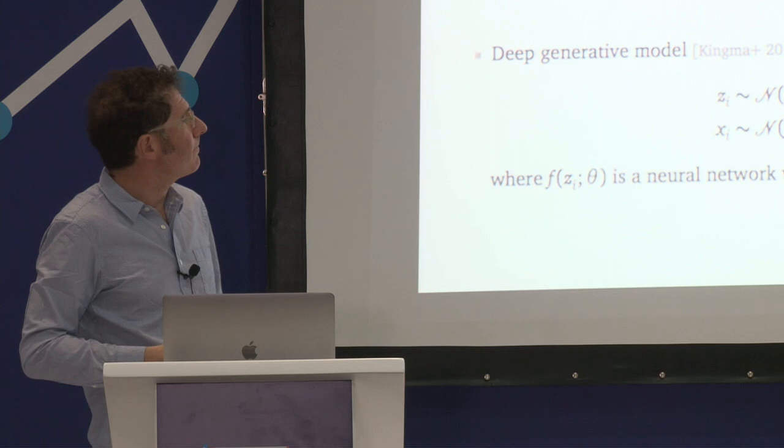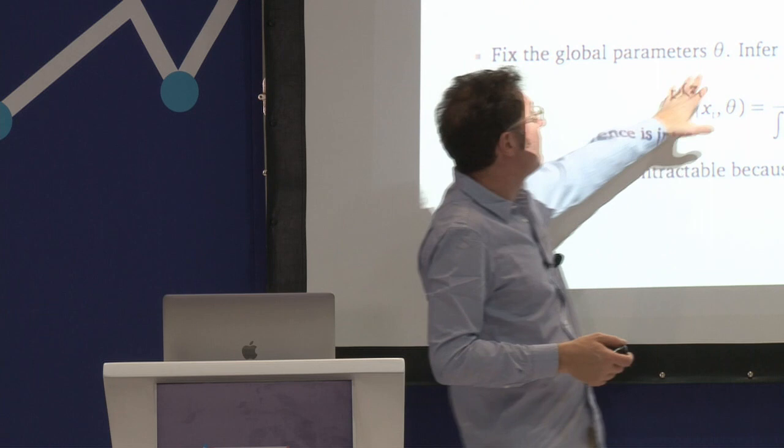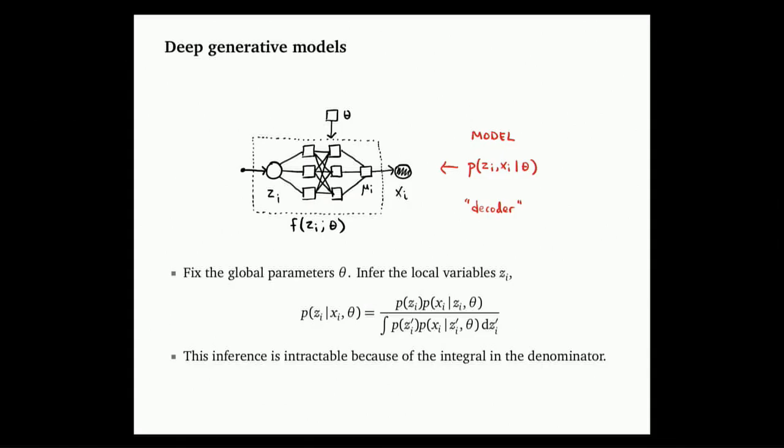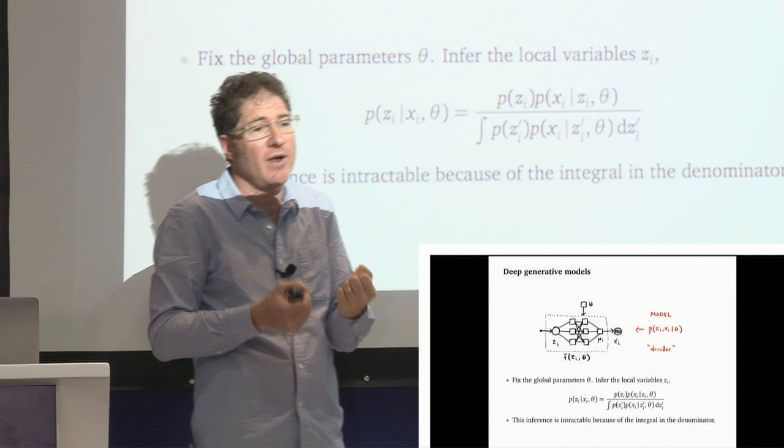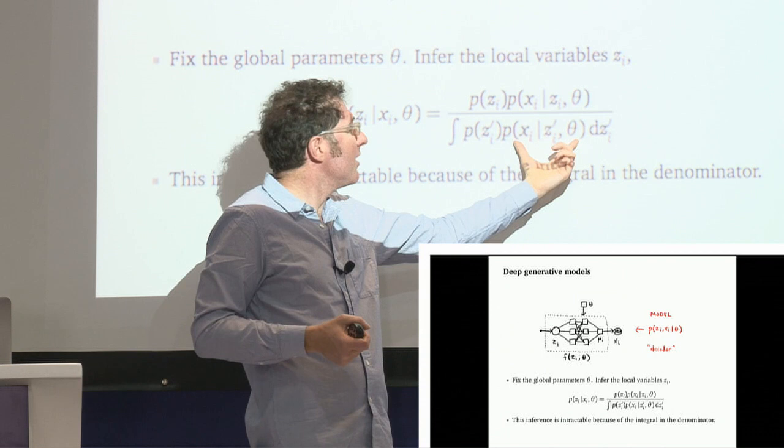So what's the deal with this model? Let's say we fix the global parameters theta for now, and I want to infer, for a particular data point, the local variable zi. I want to calculate p of zi given xi and theta, and as usual that equals the joint divided by the marginal. We can't do it, as usual, because of the denominator. Notice this is at the local level. For a particular data point, I can't calculate p of zi given xi and theta because I can't calculate this denominator. The likelihood p of xi given zi prime and theta contains this complex neural network, and I can't integrate through it.